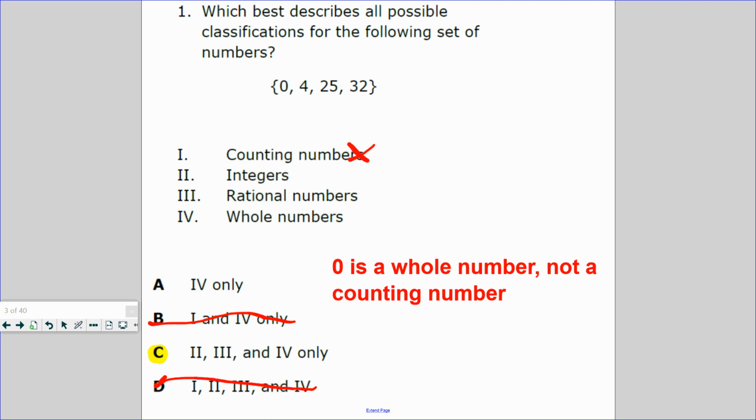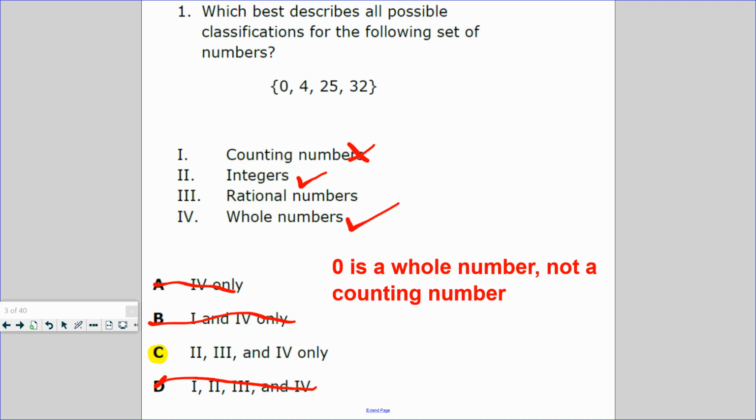B is also out. Integers can be positive or negative numbers. They cannot be a decimal or fraction. These are positive, so it can be an integer. So it could be 2. Here it can be 4 only. So I guess C is the only one. Oh, and 0, 4, 25, 32 are whole numbers.